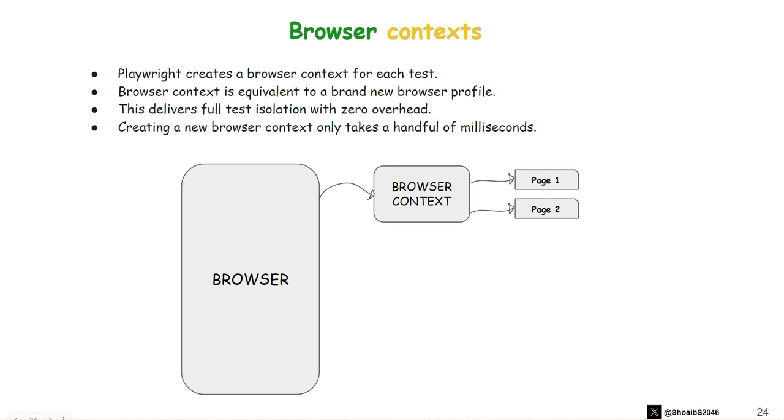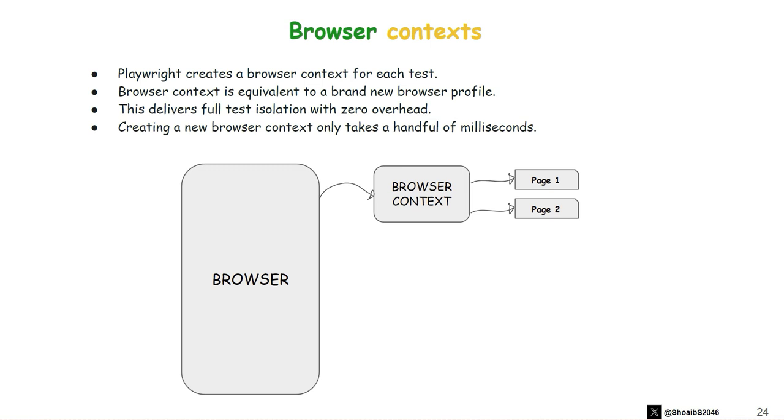So we have page 1 and page 2. Page 1 and page 2 are nothing but the tabs in the browser. A browser context is nothing but it opens like a new browser profile. If you see, it will be a new browser.